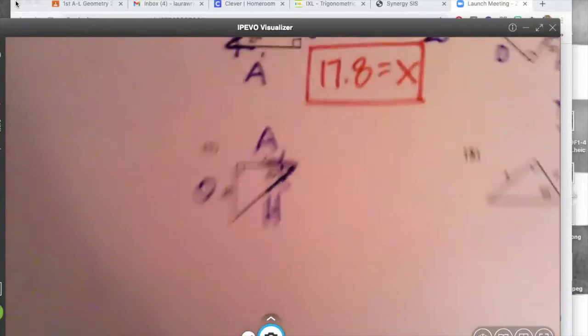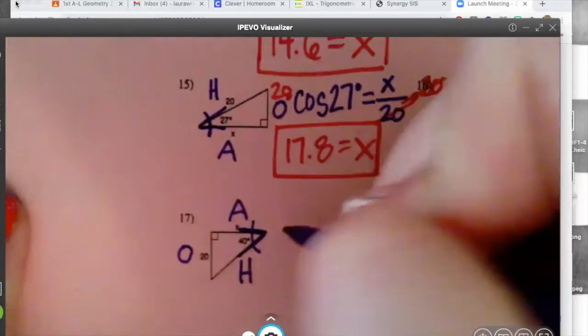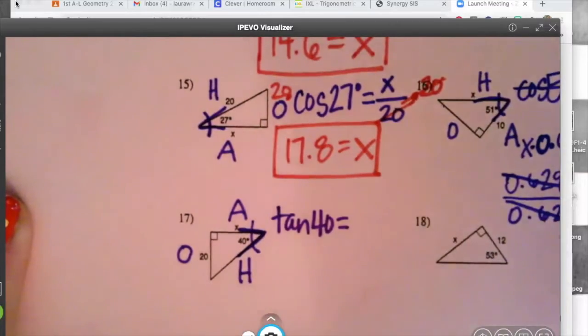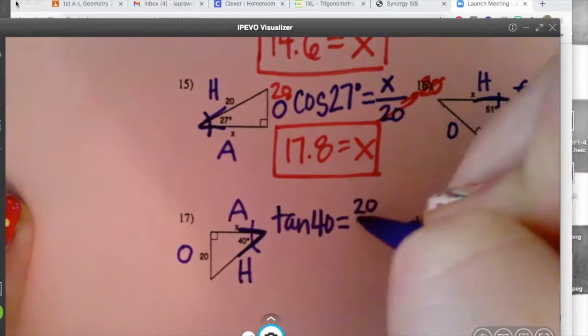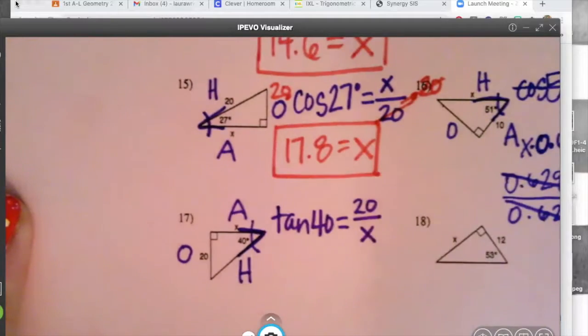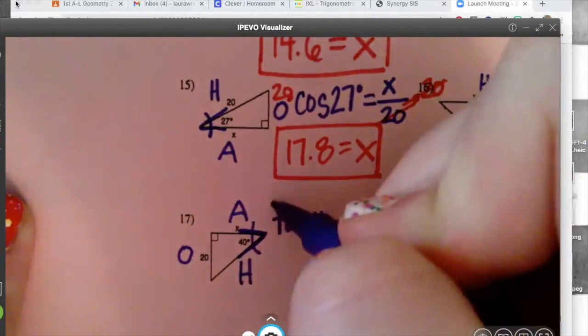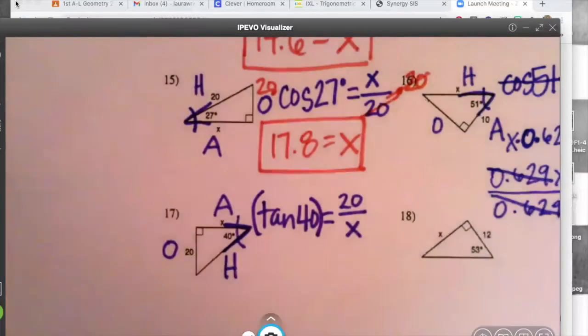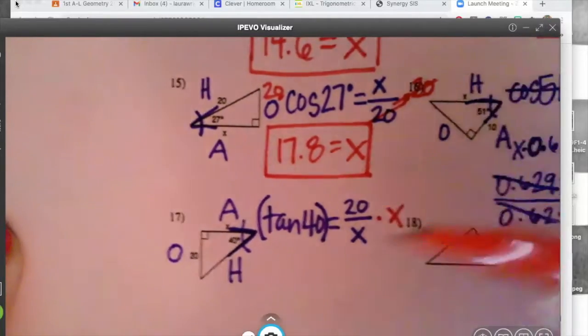SOHCAHTOA. Tangent. So we're going to do tangent of 40 equals opposite over adjacent. I'm going to put tangent of 40 in parentheses right here just to keep us realizing that it's a number. It's not 40. It's a different number. So now when we solve, we're going to multiply by x because we really want to get rid of that fraction.